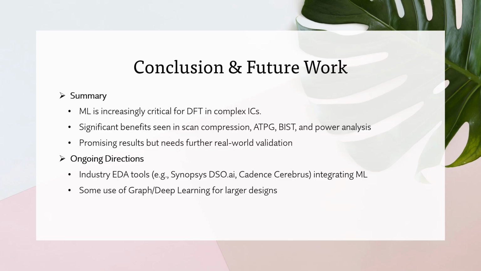To summarize, as chips kept getting bigger and more complicated, the usual design for test methods couldn't handle all the challenges on their own. Machine learning helps by using the data to generate tests more quickly and optimally for all the cases we have discussed earlier. Looking ahead, we might see deeper or more advanced AI models like graph-based neural networks for really large circuits. We'll also need better ways to factor in timing and area limits when checking the power usage.